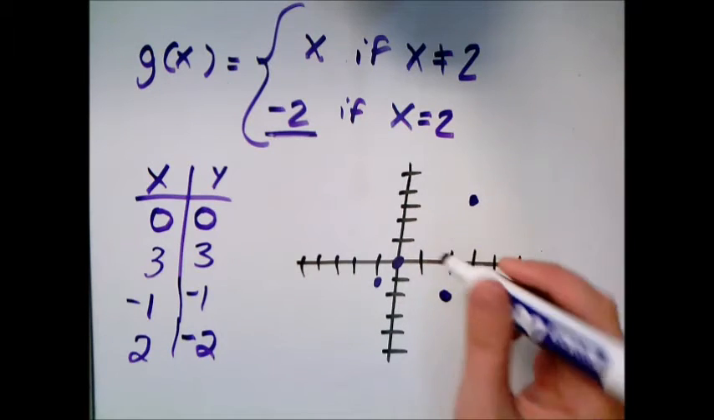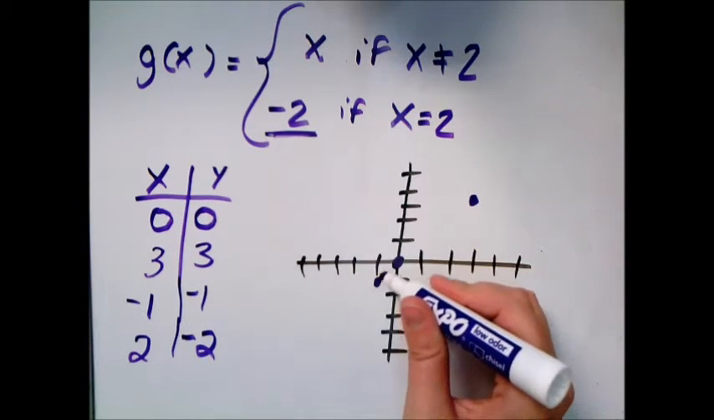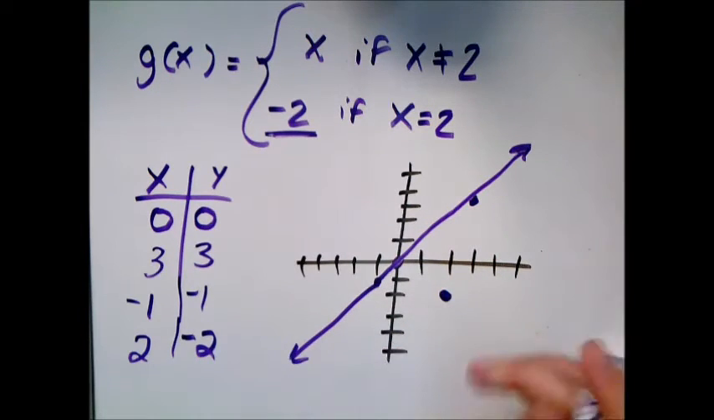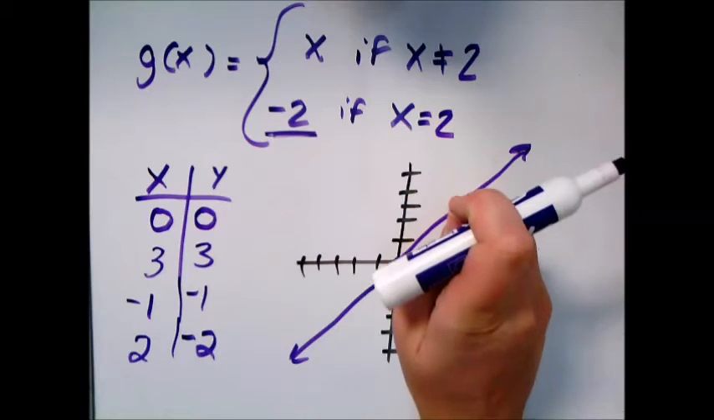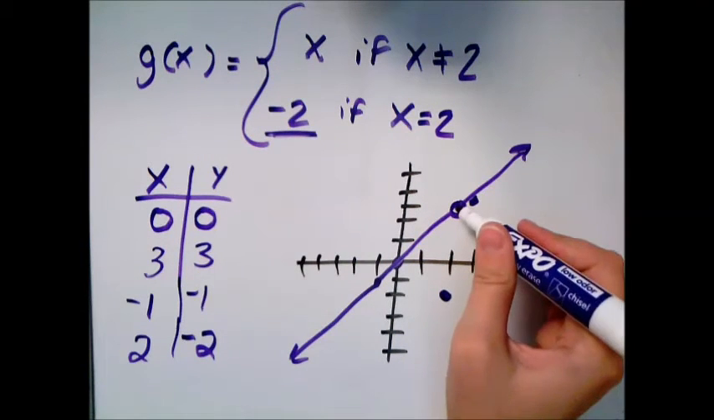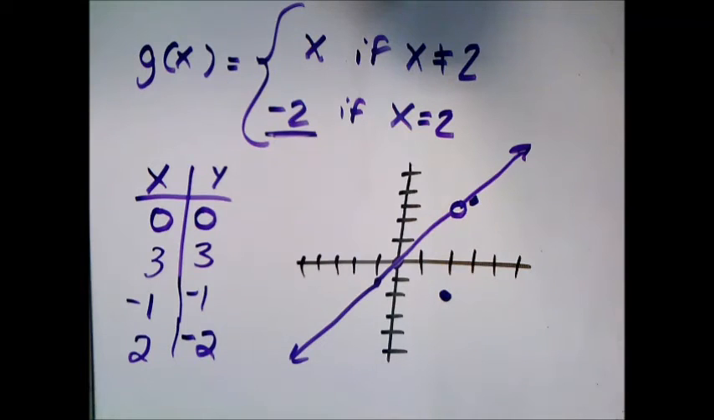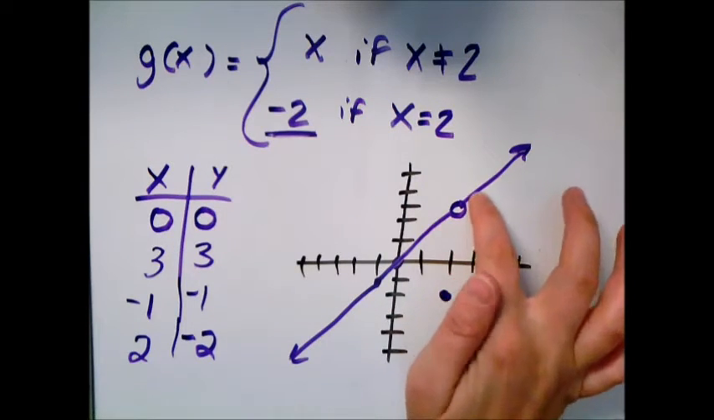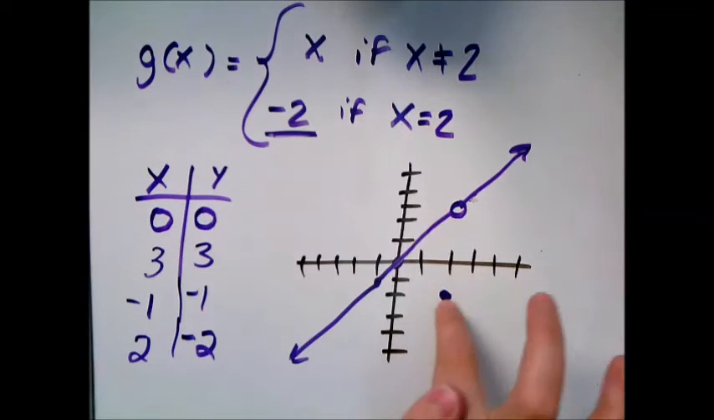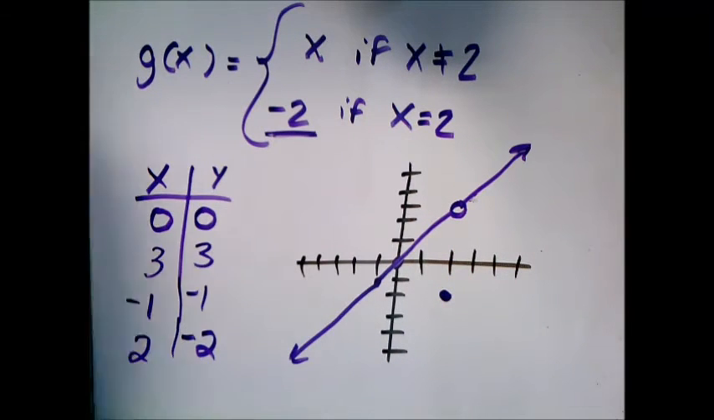Well, what does that mean for this picture? It's basically saying no matter what I plug in, I'm going to get this line, except for this one point. If I put 2 in here, I don't get 2. I get negative 2. And so piecewise is you're putting together a bunch of pieces of different functions. So this one works out where the whole thing looks like this line, y equals x or g of x equals x, except for this one oddball point that's over here.